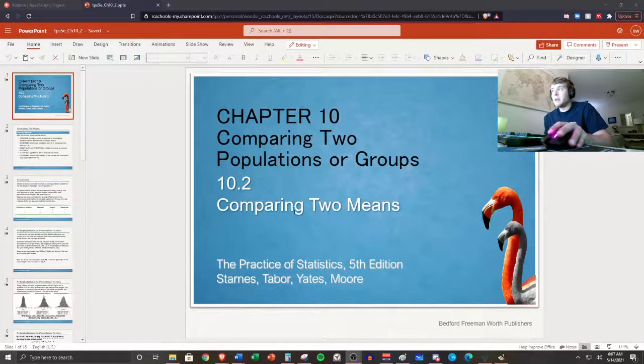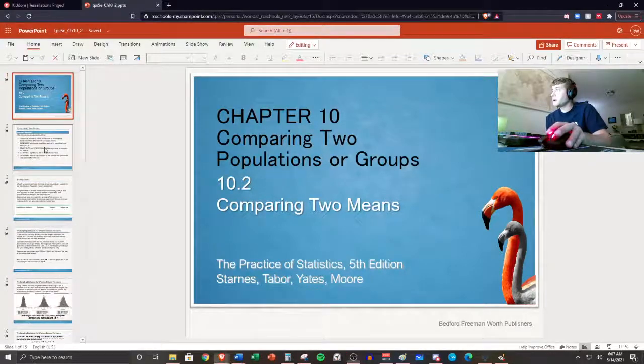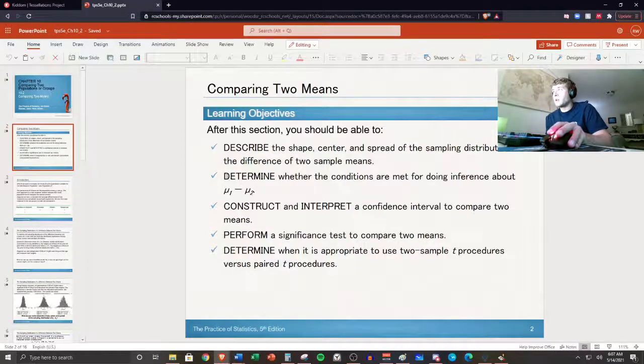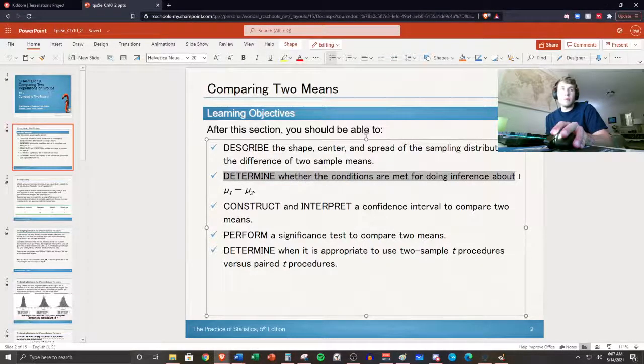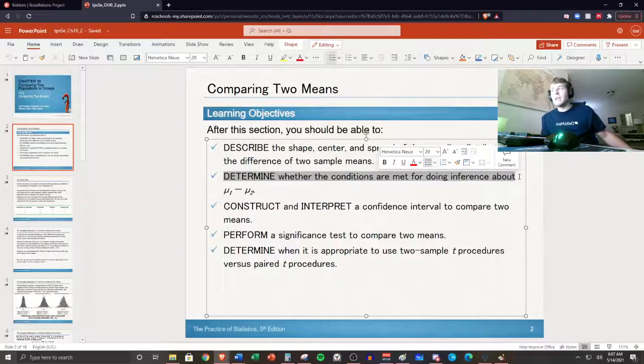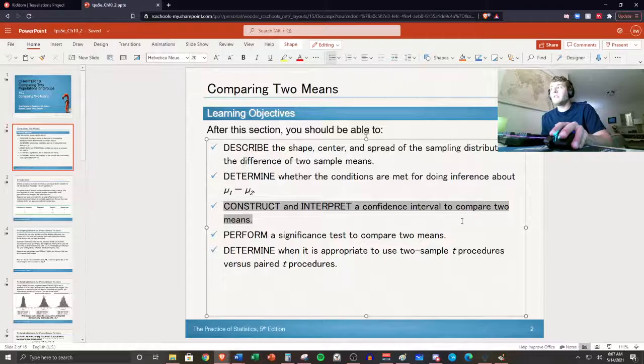So we're going to be comparing two means. The last video was over comparing two proportions. So we're comparing two means. We're going to be determining the conditions, which are going to be the same conditions we've been meeting for quite some time now. We're going to start by constructing a confidence interval to compare two means, and then we're going to be performing a significance test, and also we're going to determine when it is appropriate to use two sample t procedures versus paired t procedures. So we're going to talk about those as well.